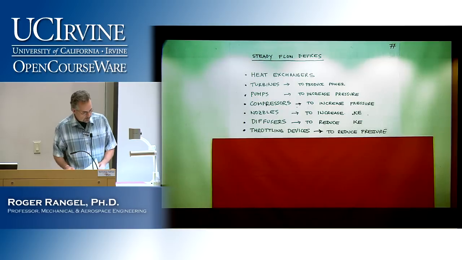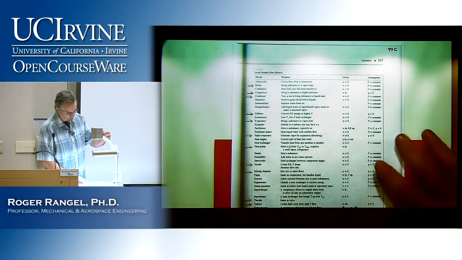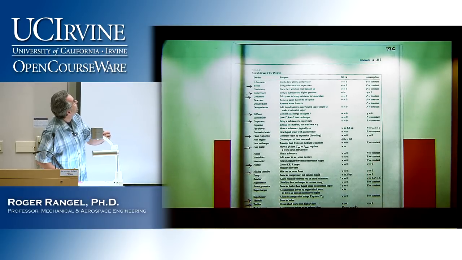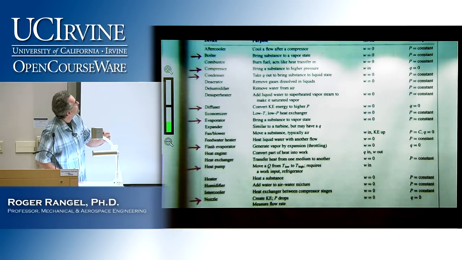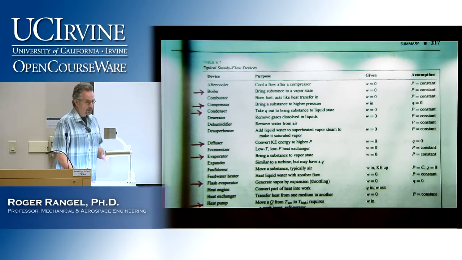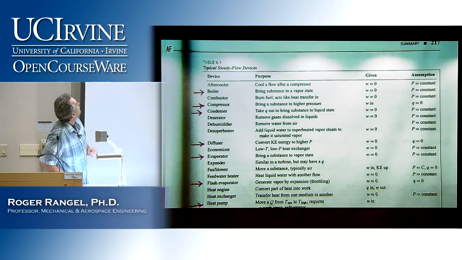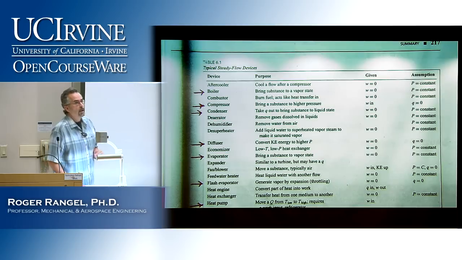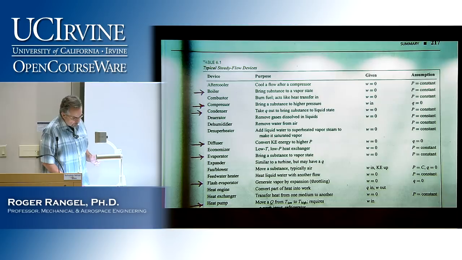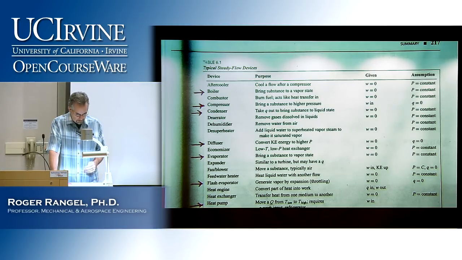However, if you look in your text, you will see a more complete list. I have this table, which might be a little bit too small of a font for you to read, but let me just zoom in. This table is in your text. It lists quite a few other devices, many of them that we won't be looking at, but some of the ones that I already had in my smaller list.